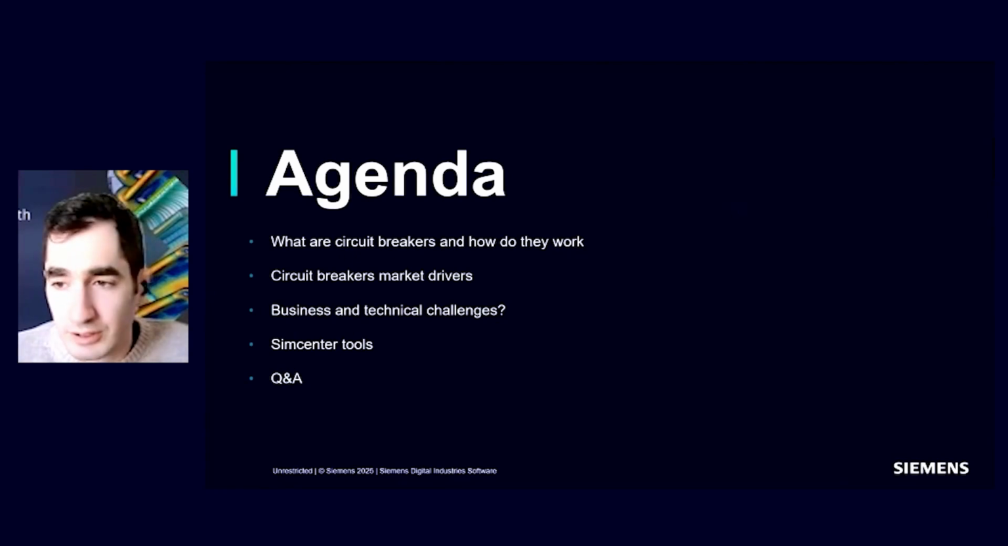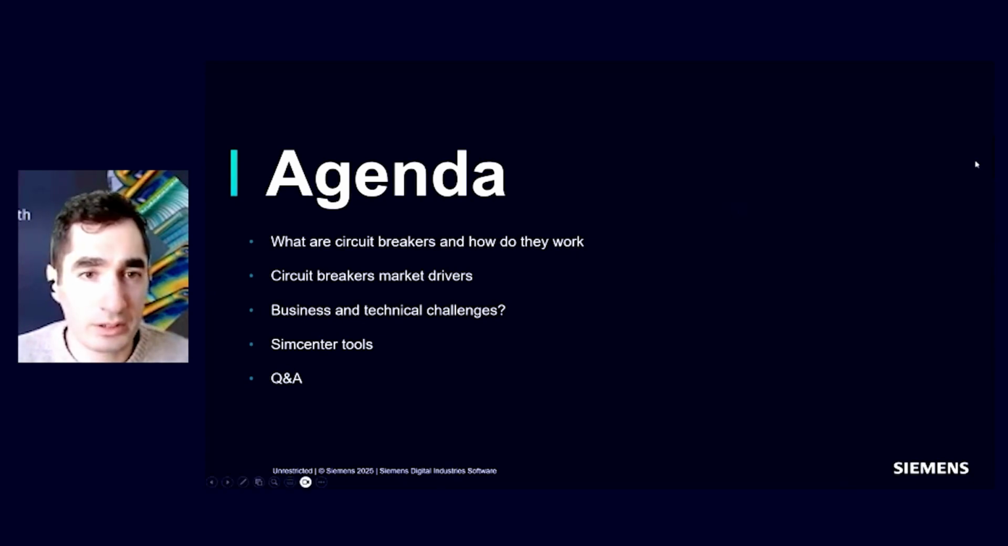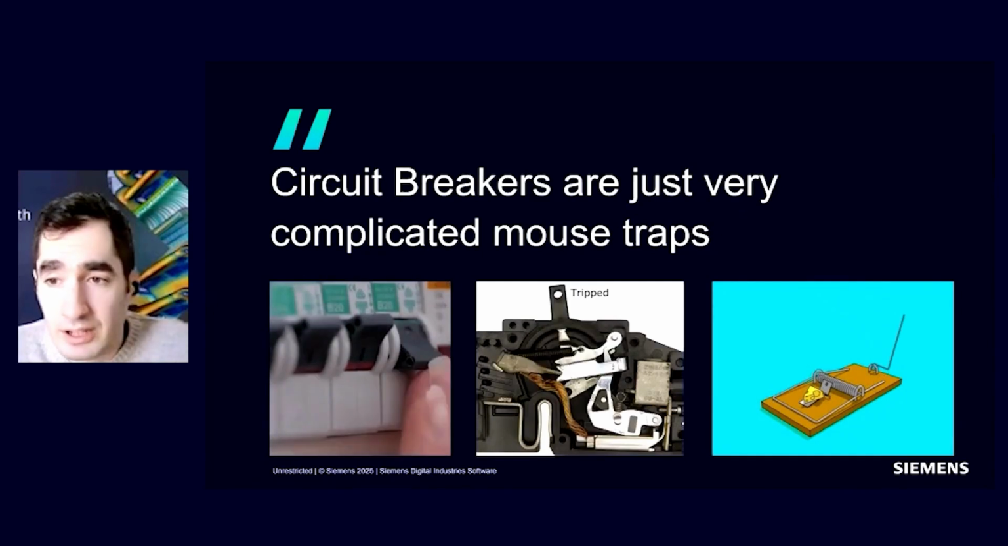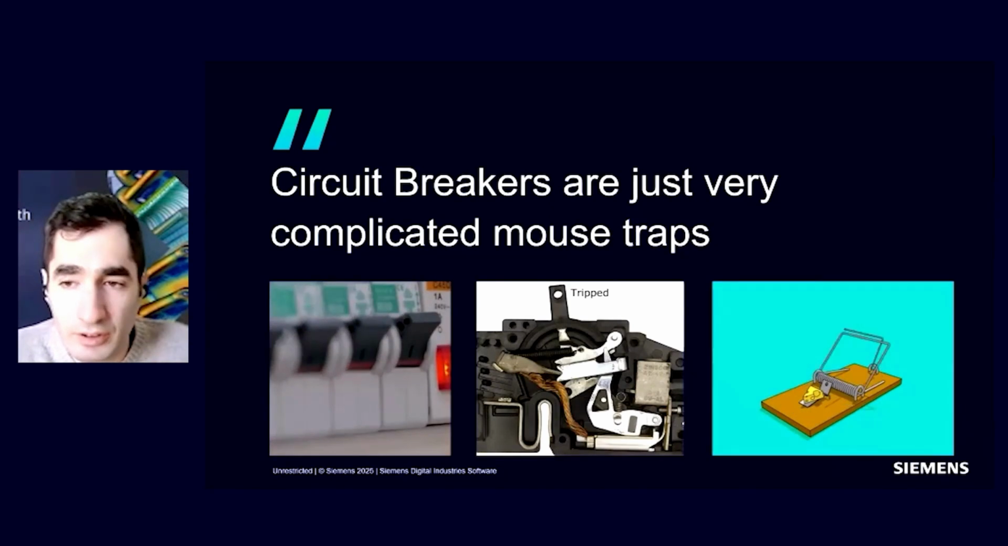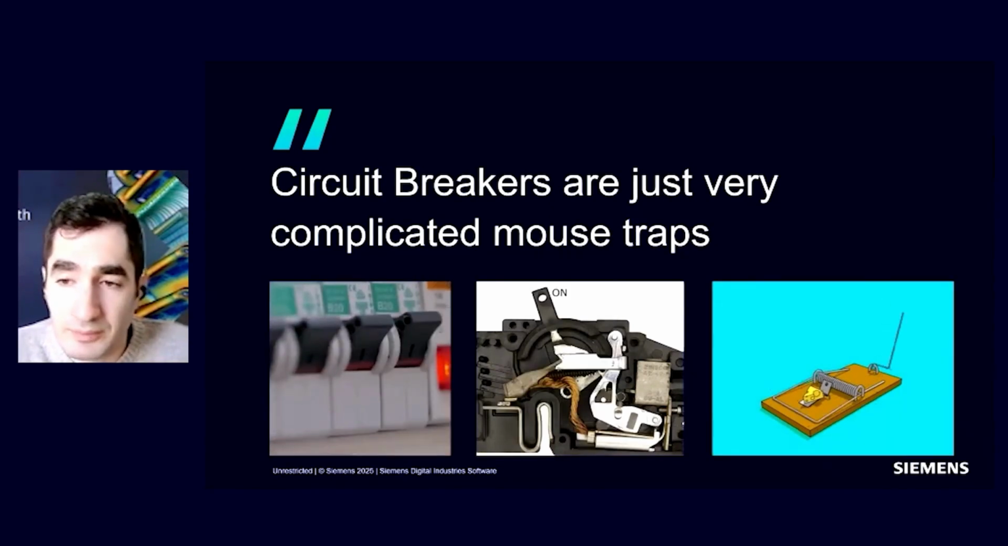So before diving into the solution, let's start with the fundamentals. How do circuit breakers work? At their core, circuit breakers are protection devices designed to interrupt electrical flow when a fault is detected.